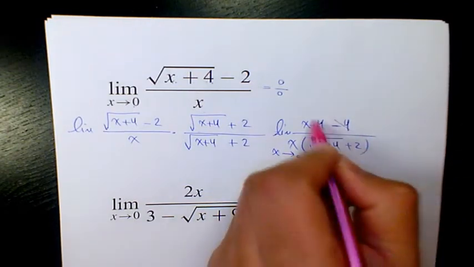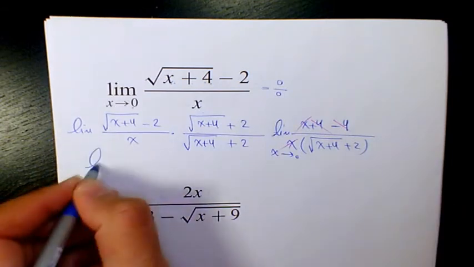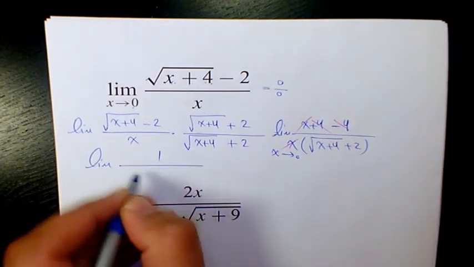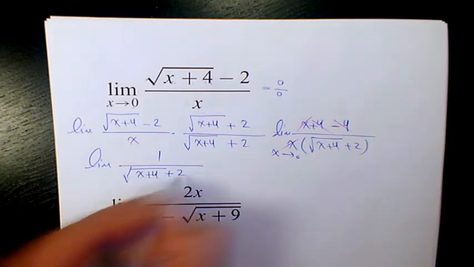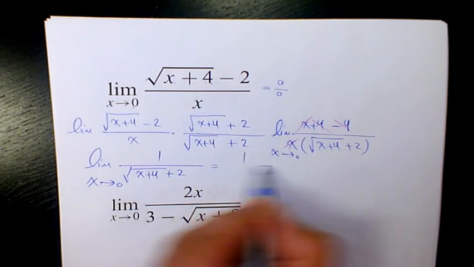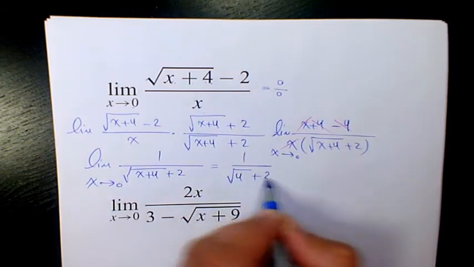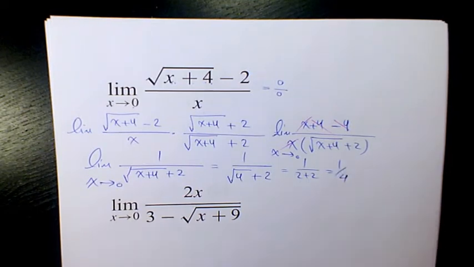4 and negative 4 cancel out. X divided by x cancel out. You have limit 1 over square root of x plus 4 plus 2 when x approaches 0. That's going to be 1 over square root of 4 plus 2. It's going to be 1 over 2 plus 2, which is going to be 1 over 4.